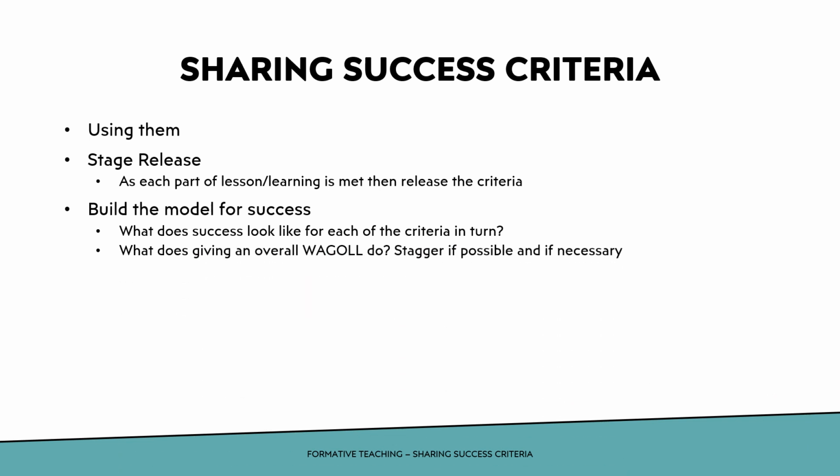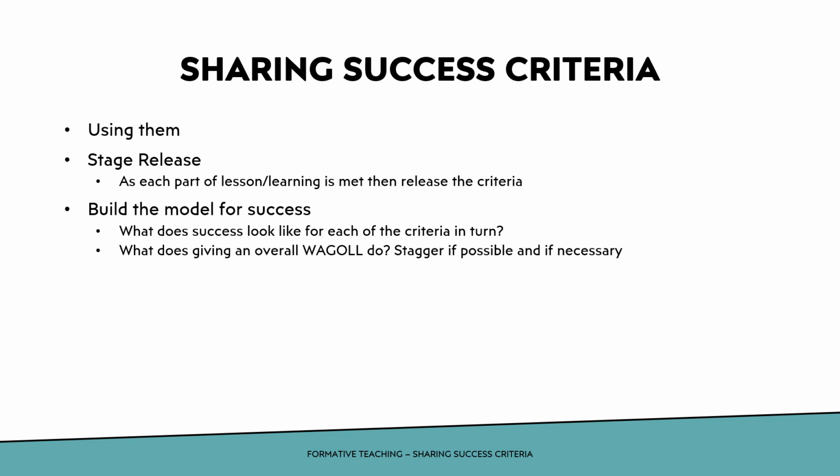We also need to take into account giving out models and giving out exemplars. You know, what does giving an overall "waggle", an overall what a good one looks like, actually do to learning? Does it actually stop that kind of level of inquiry? Does it stop that independence because we're already giving away the answers? So can we stagger the release of success if that's possible, but also if it's necessary for different students?